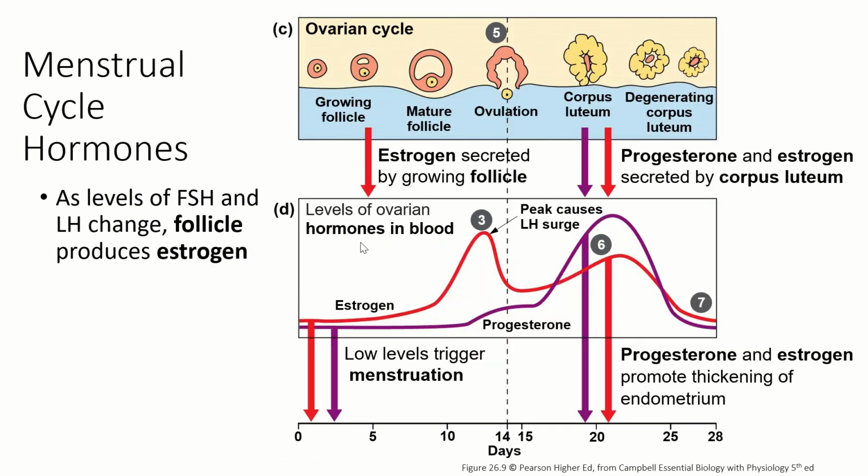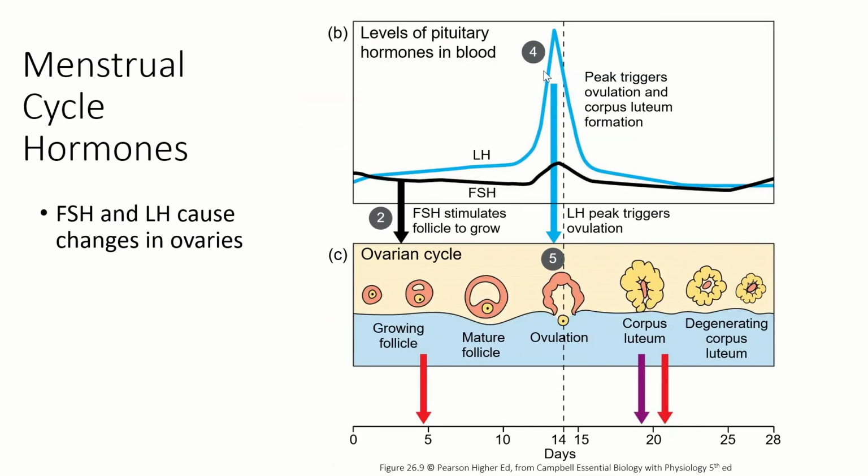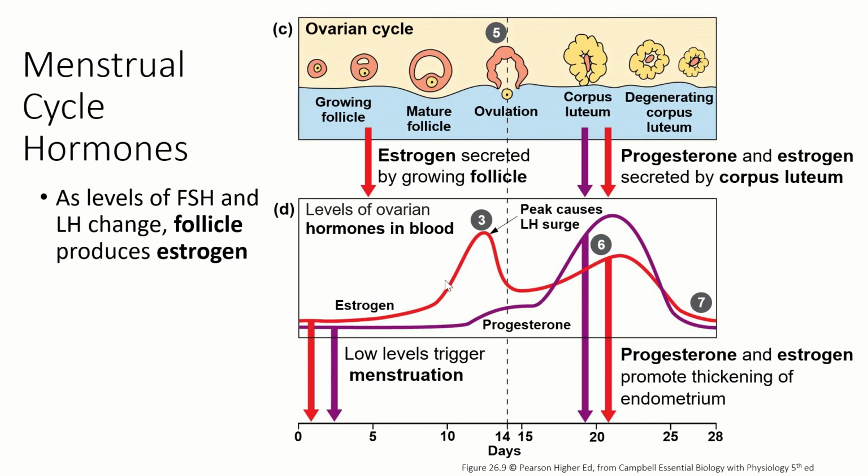Now, there's other hormones happening as well. Remember that the ovaries themselves produce hormones. So as the follicles are growing, the follicles start making estrogen. And as luteinizing hormone peaks, estrogen also peaks. So the peak in estrogen actually causes the surge in luteinizing hormone. This one happens like a day or so earlier. Then after ovulation, the levels of another hormone, progesterone, start to rise. And as the corpus luteum is forming, the levels of progesterone are rising.